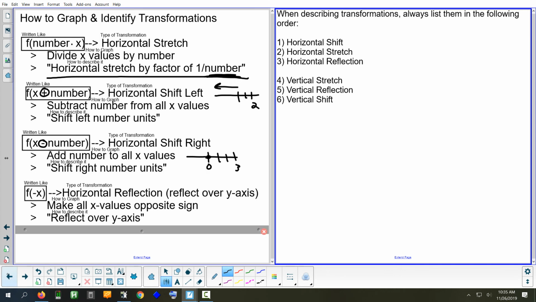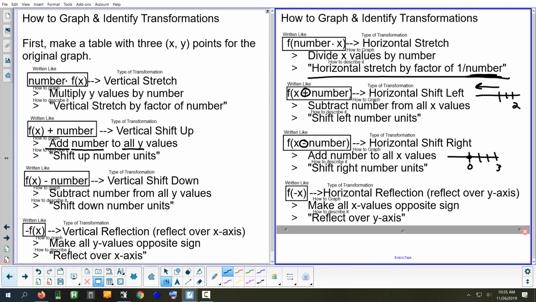Okay, so that's our horizontal shift. What's the next thing that we look for? Horizontal stretch. If you had a horizontal stretch, Olivia, what does that one look like? Exactly. Times not the same else.